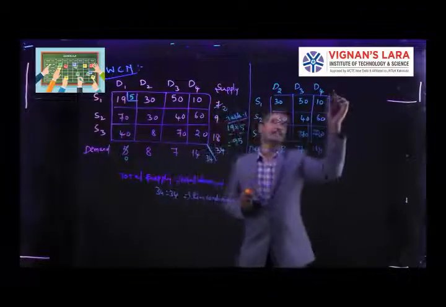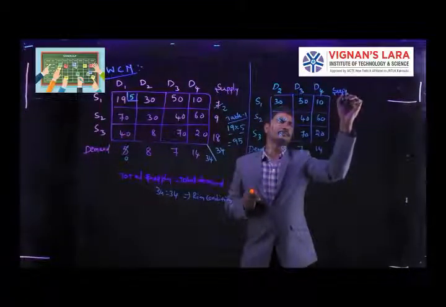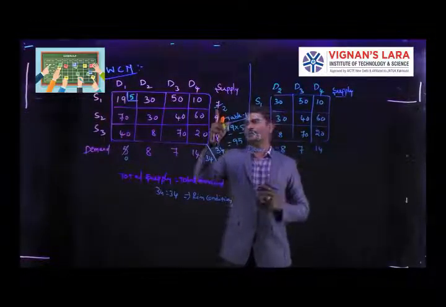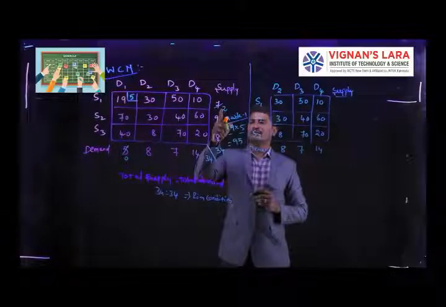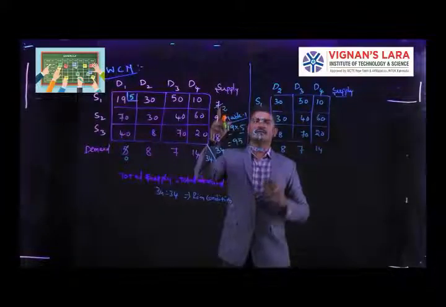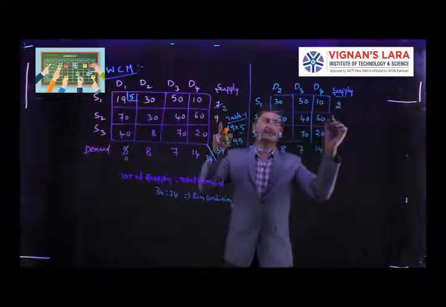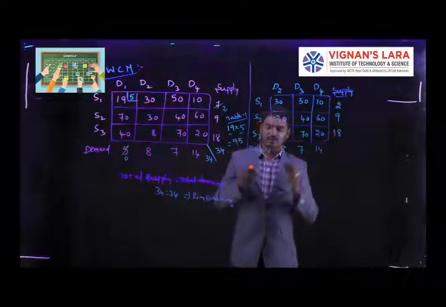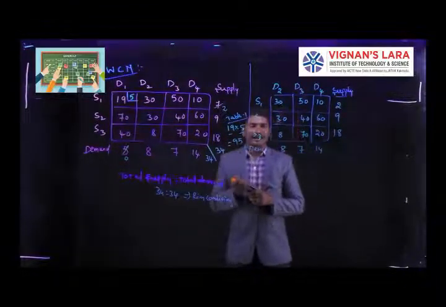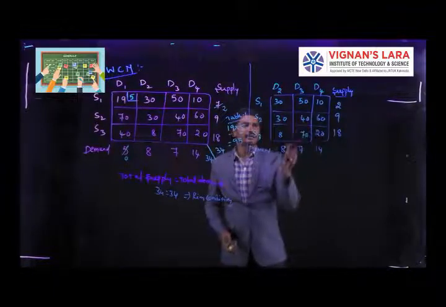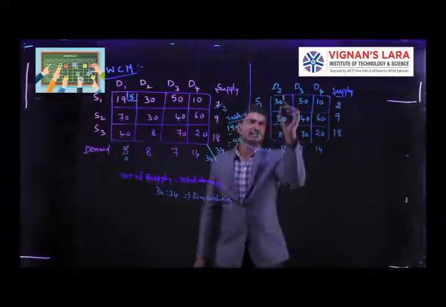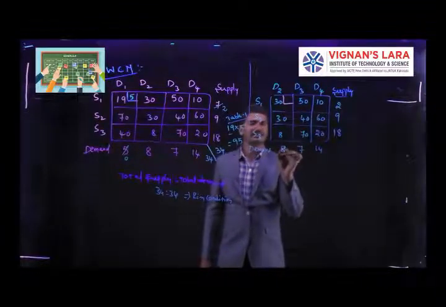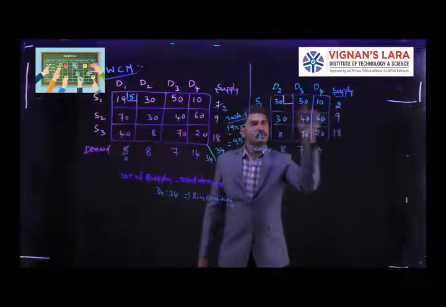Next, what about the supply? In the previous case we supplied 5 units from 7, so the balance is 2 units. Next, 9 units, and next, 18 units. Again we are going to allocate the supply. Coming to the northwest corner, how much supply is there? Only 2 units, but the requirement is 8 units. First we have to supply these 2 units.